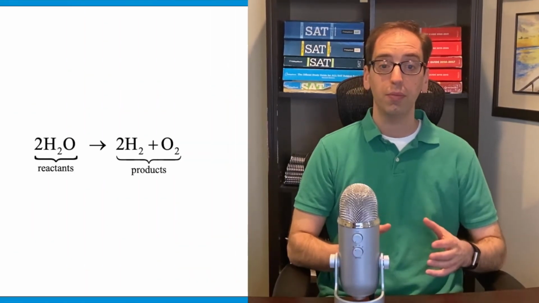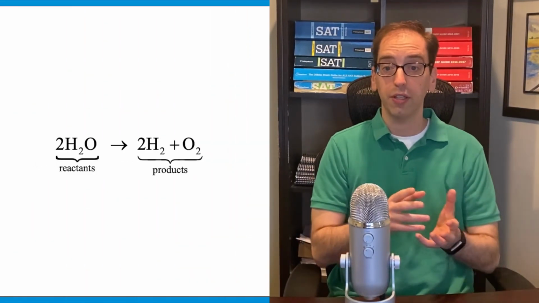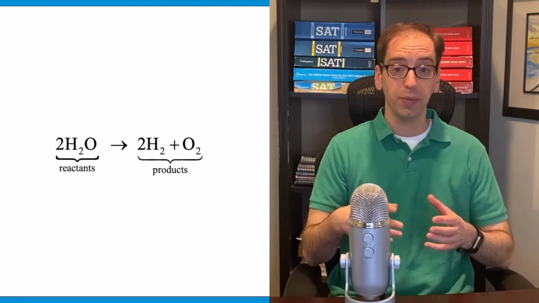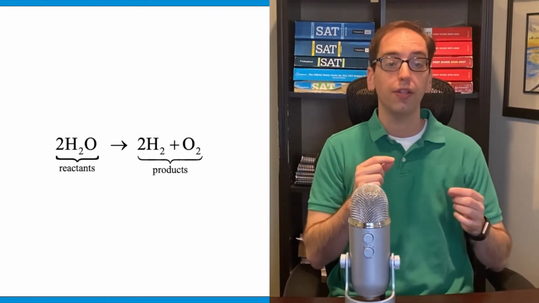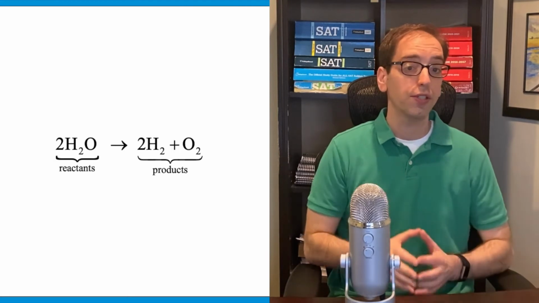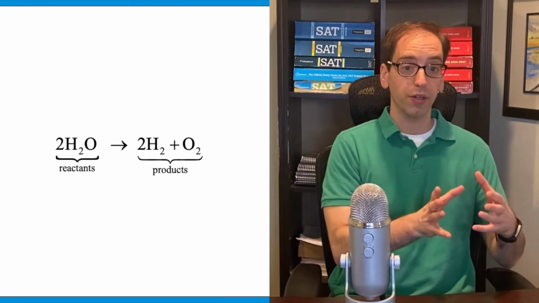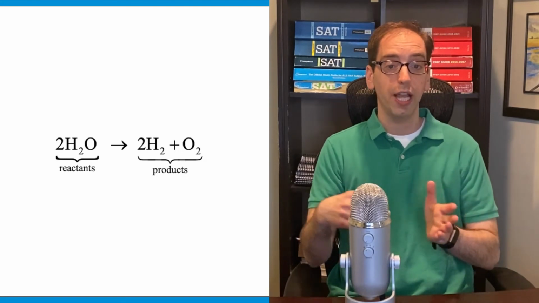A chemical reaction might look something like this. The components to the left side of the arrow go into the reaction. Those are called the reactants. The chemical reaction produces the material on the right side of the arrow. These are called the products. So in this example, we are looking at the chemical reaction for hydrolysis. It starts with water and then produces hydrogen and oxygen.